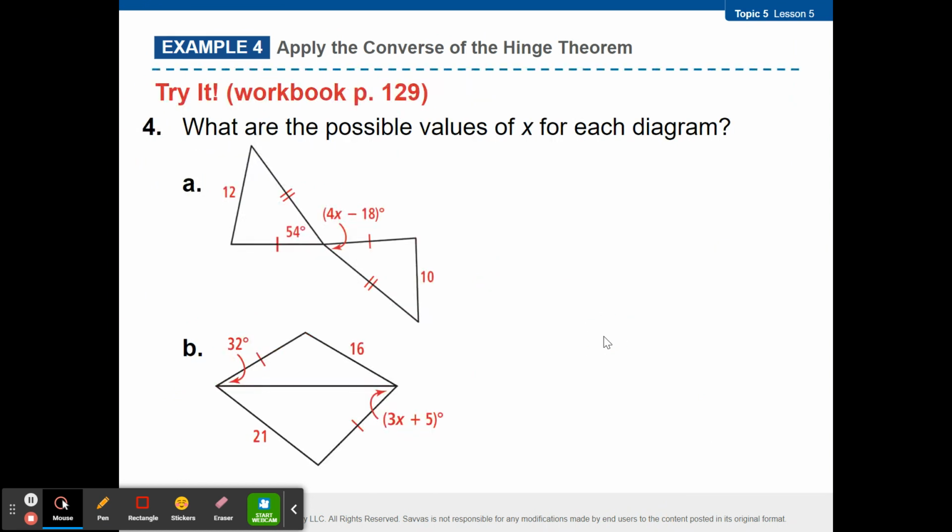All right, let's take a look at number 4. So I'm going to work on letter A with you guys. It says, what are the possible values of x for each diagram? All right, so if we look at this, we have a side length of 12 and a side length of 10, which means this is our larger angle. Okay. So in this case, I'm going to set this up the following way. I definitely have that 4x minus 18 is less than 54.